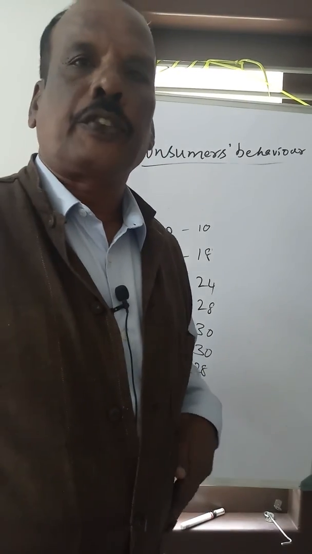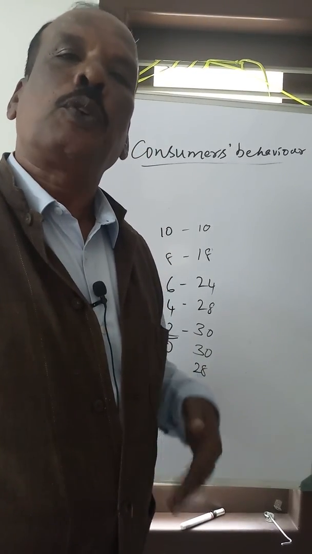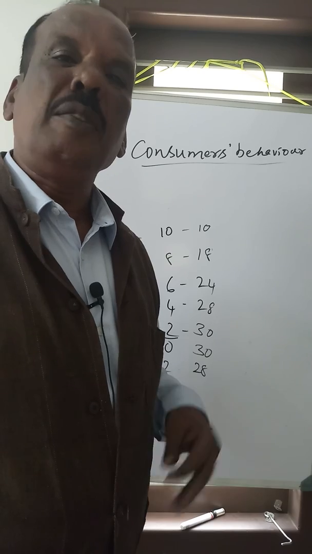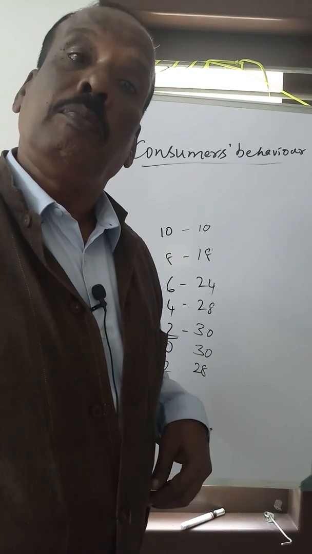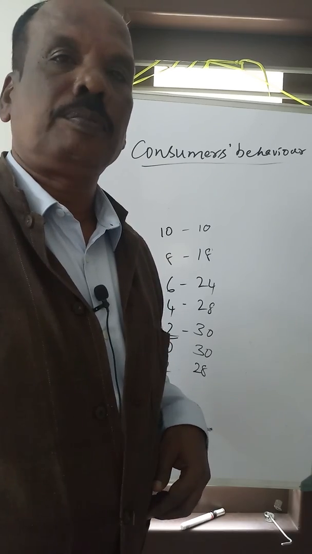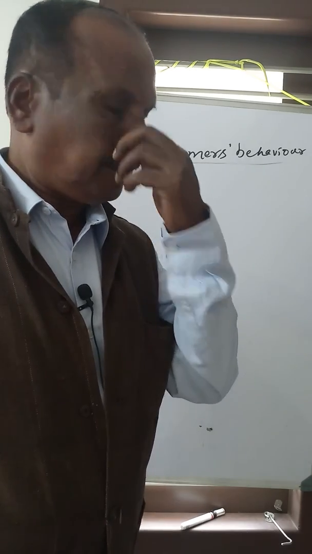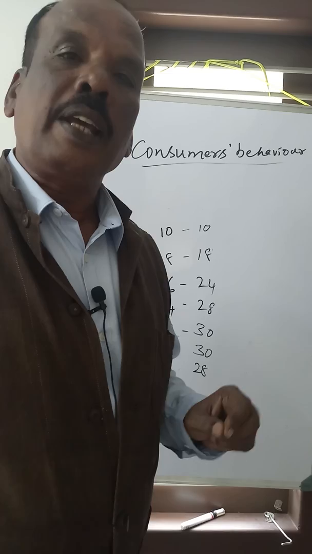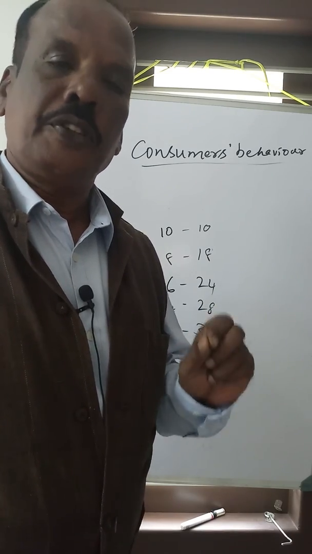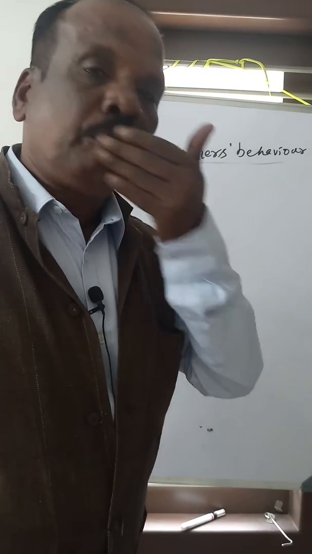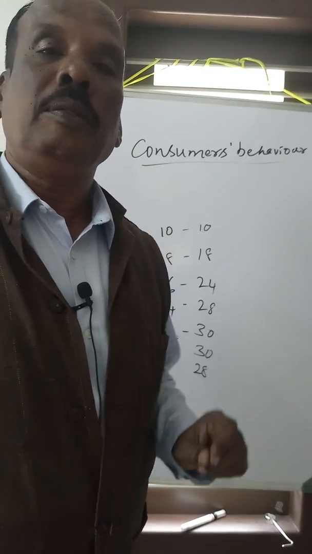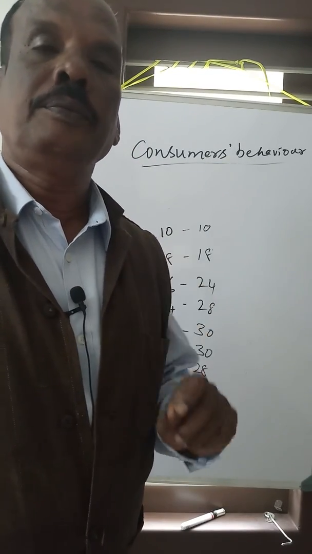Yes, my dear students, now let's go to an important question in this chapter, an important law. The question is: explain the law of diminishing marginal utility with the help of a table and a diagram.